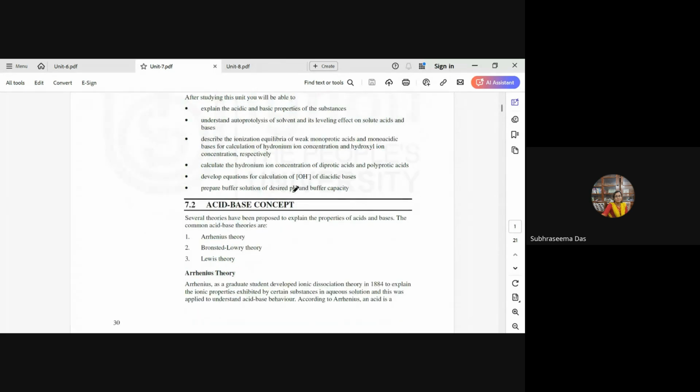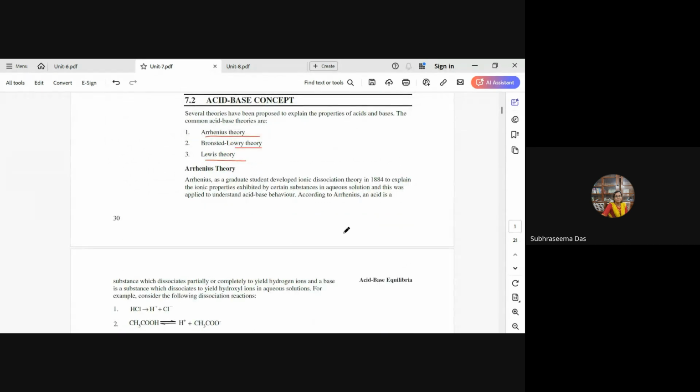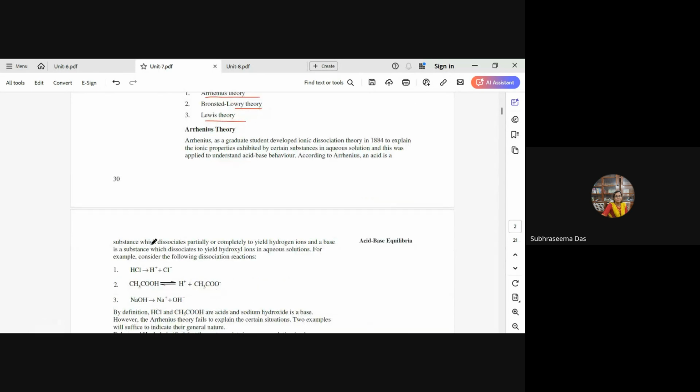There have been several theories proposed to explain what is an acid and what is a base. There are three commonly accepted theories: the Arrhenius theory, the Bronsted-Lowry concept, and the Lewis concept. Arrhenius is the old one and it has been widely accepted. According to Arrhenius, an acid is a substance which dissociates partially or completely to yield hydrogen ions, and a base is a substance which dissociates to give hydroxyl ions in aqueous solutions.